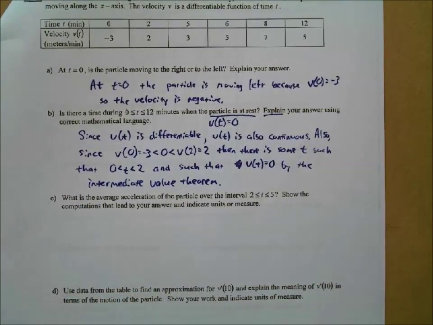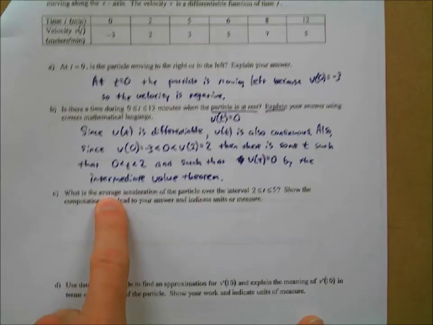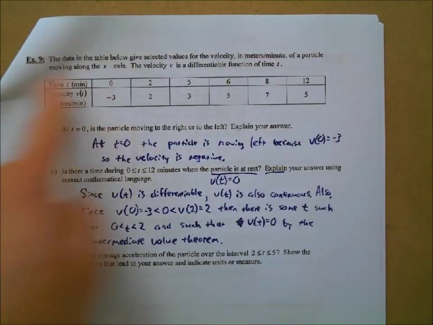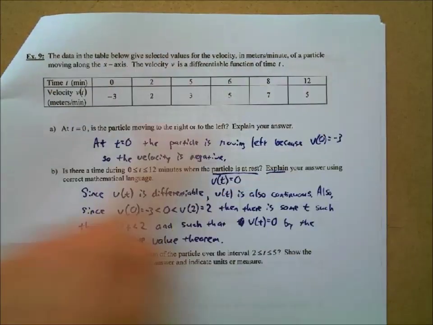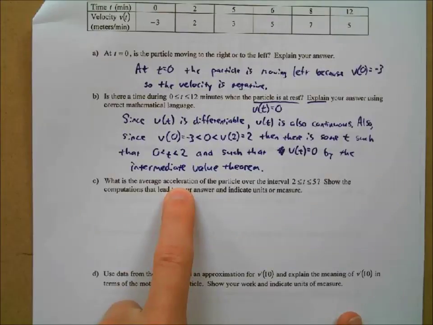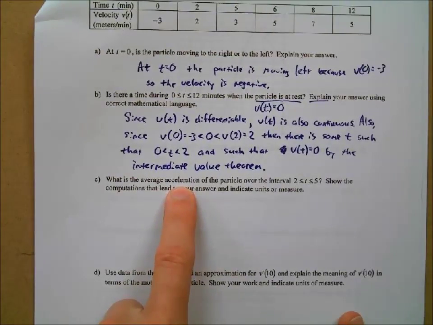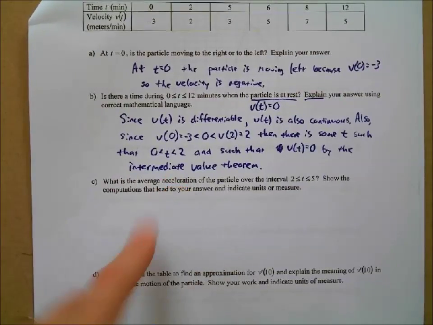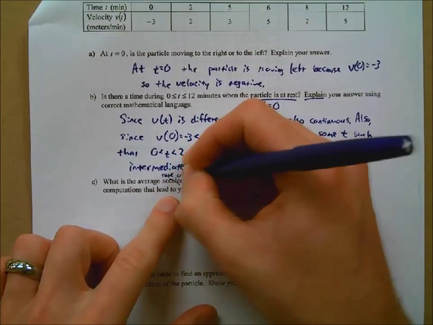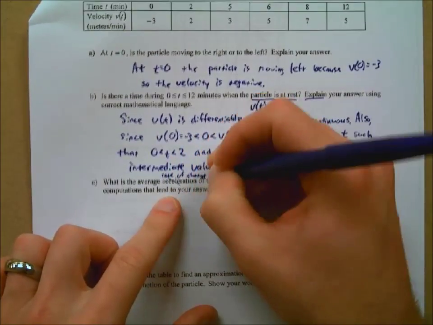C, what is the average acceleration of the particle over the interval from 2 less than or equal to t less than or equal to 5? Okay, so we see that word average, okay, and acceleration. All right, we know nothing about the acceleration here. All we're told about is velocity, right? But acceleration, we can also think of that as the rate of change of the what? Velocity, right? Acceleration is the rate of change of velocity. So maybe instead of thinking as acceleration, think of it as rate of change of velocity.